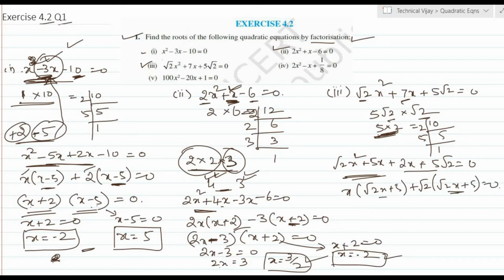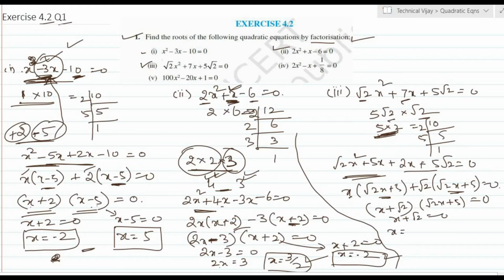So that this term and this term must be equal. So here x plus root 2, this is x plus root 2. And here one more term, root 2 x plus 5. Both equated to 0. Here x plus root 2 equal to 0. So x is equal to minus root 2. This is one of the roots. And here root 2 x plus 5 equal to 0. So root 2 x is equal to minus 5. So x is equal to minus 5 by root 2. This is one more root. This and this are the two roots.